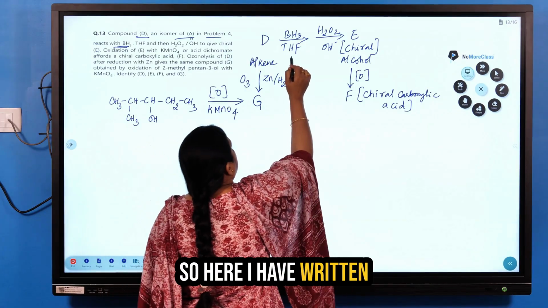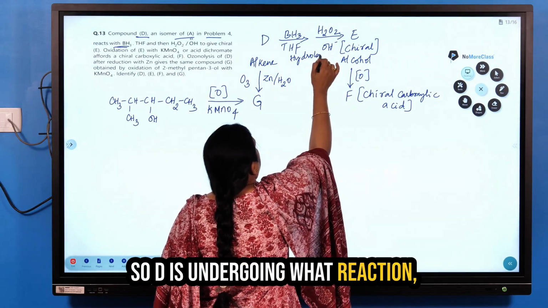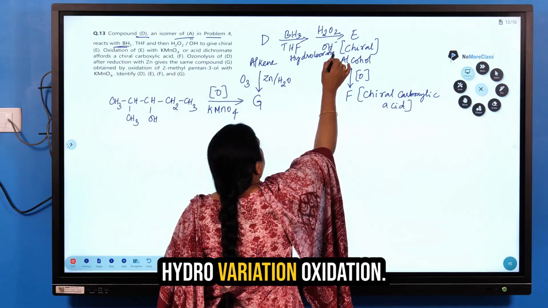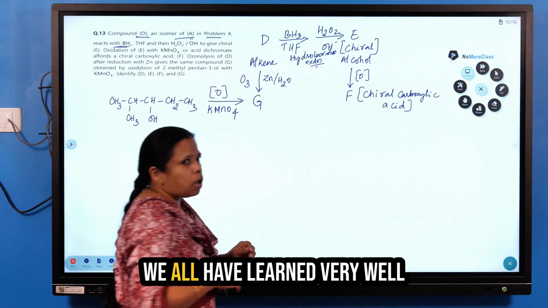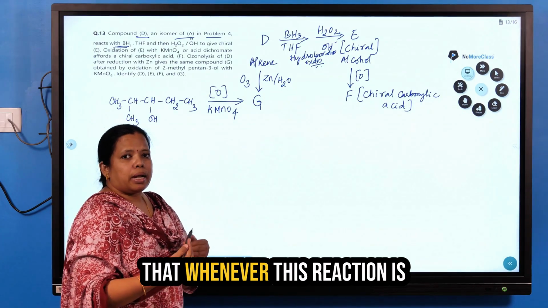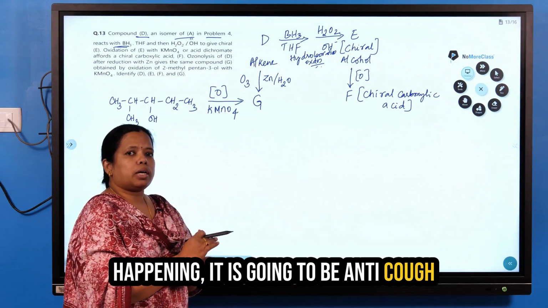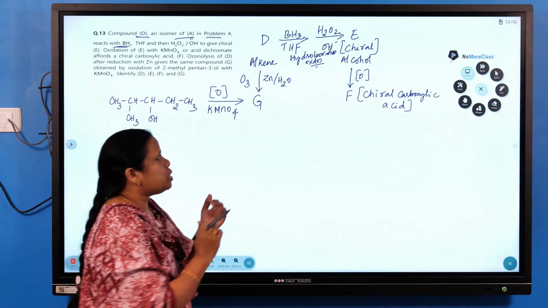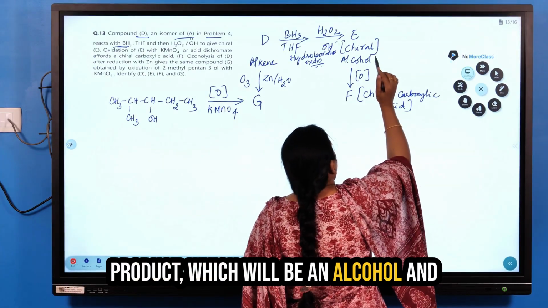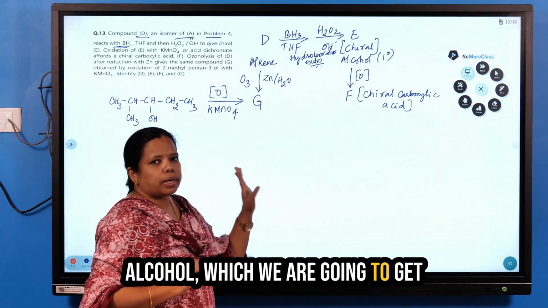So here I have written what the condition is. So D is undergoing what reaction? Hydroboration oxidation. Now during hydroboration oxidation, we have all learned very well that this reaction is going to be an anti-Markovnikov addition, wherein it results in the anti-Markovnikov product, which will be an alcohol, and preferably a primary alcohol, which we are going to get here.